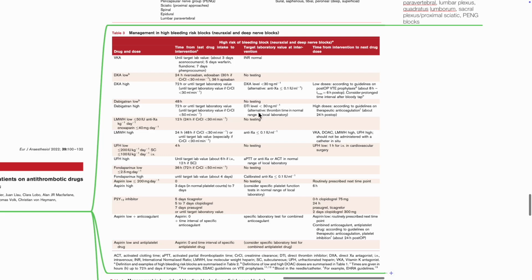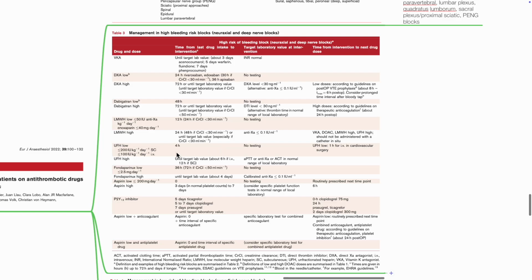Alternatively, thrombin time should be in normal range. This is mandatory in creatinine clearance less than 50 ml per minute. For low-dose low molecular weight heparin, it should be 12 hours, or 24 hours if creatinine clearance is less than 30. For high-dose low molecular weight heparin, it should be 24 hours, or 48 hours if creatinine clearance is less than 30, or anti-Xa less than 0.1 international unit per ml.